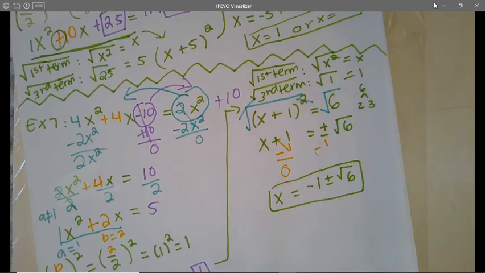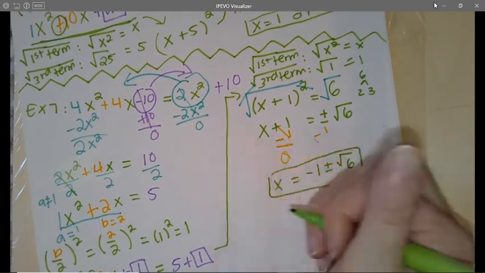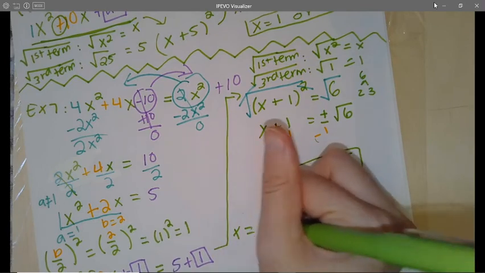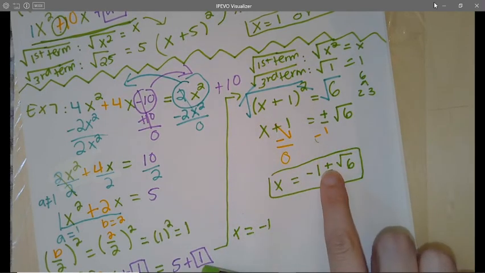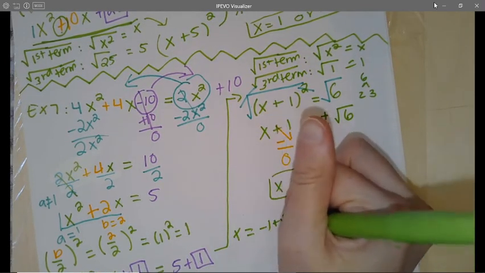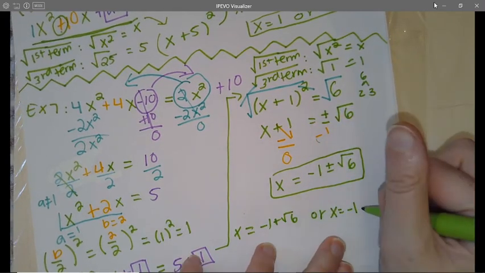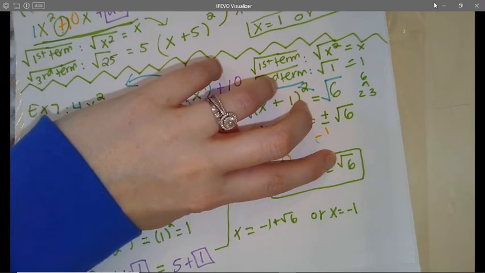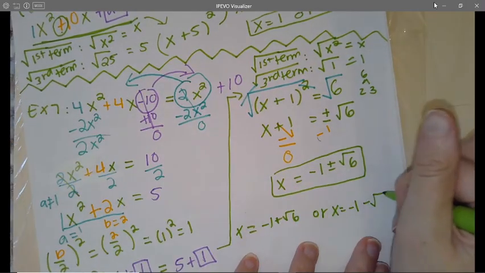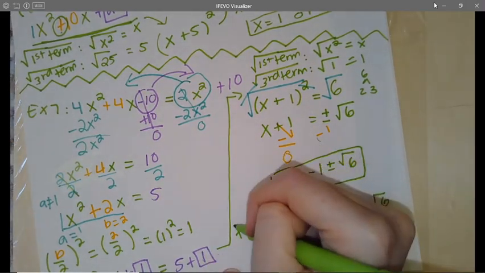Sometimes people leave their answer like that. Or you could say x equals -1 plus root 6, or x equals -1 minus root 6. And I can't simplify any further.